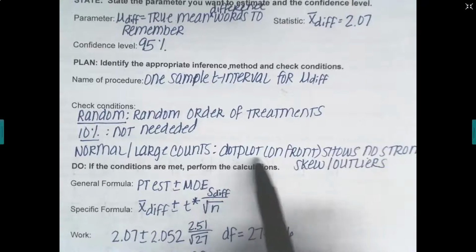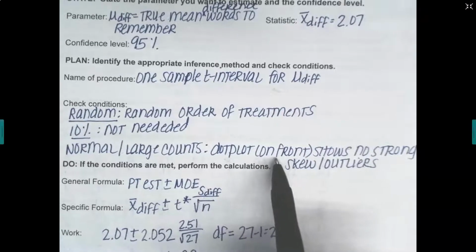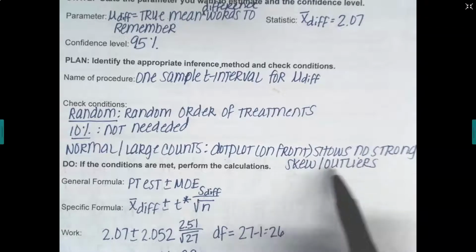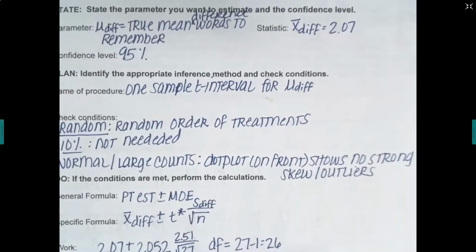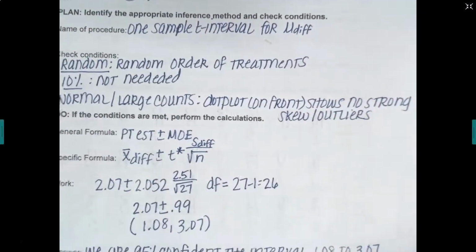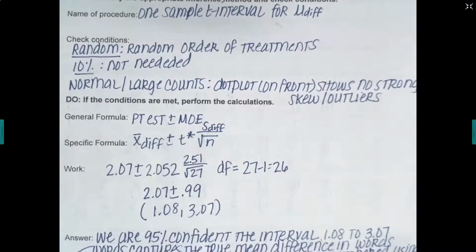And so here I said the dot plot on the front. I didn't redraw it, I said it's there. It shows no strong skew or outliers. There could possibly be some outliers, but they happen both high and low, so they kind of canceled each other out, and it looks nice and symmetrical.